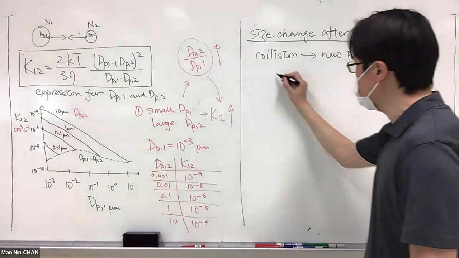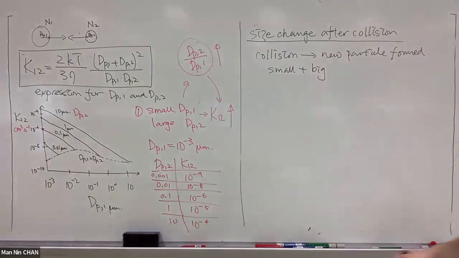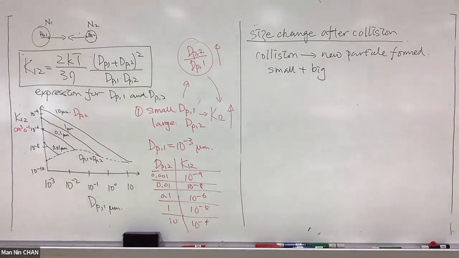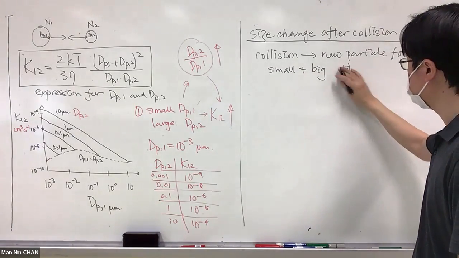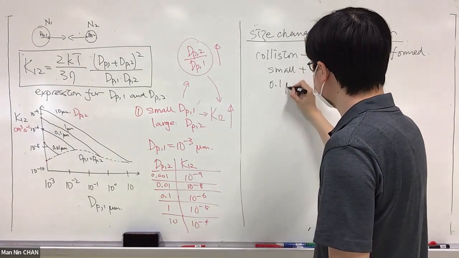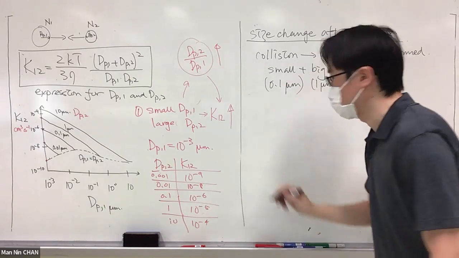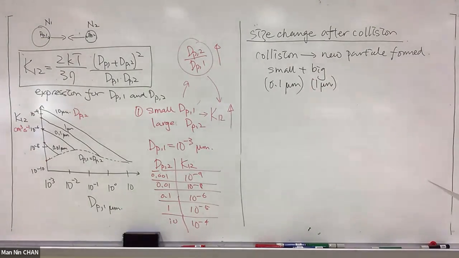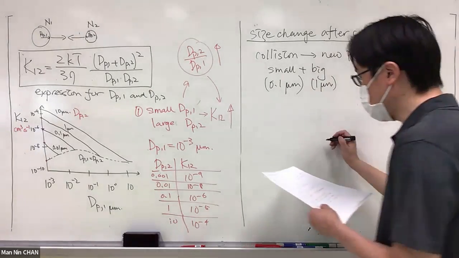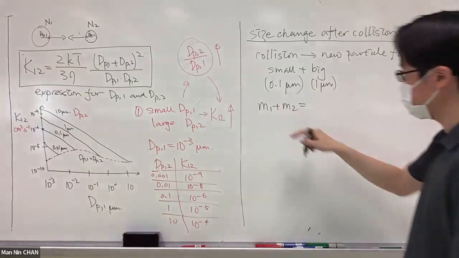And then in this case, I want to study, say, a small particle colliding with a big particle, and see how the size changes. So let's say the small particle is 0.1 micron, and the big particle is 1 micron. I want to see how the size changes. Of course, the calculation is straightforward. After collision, you just add the mass together.